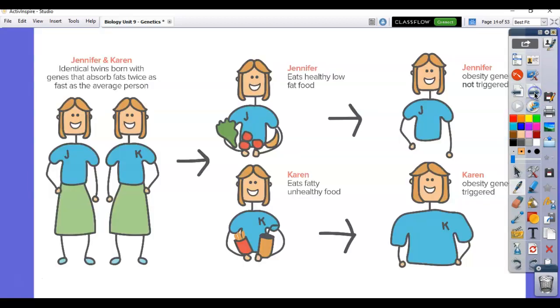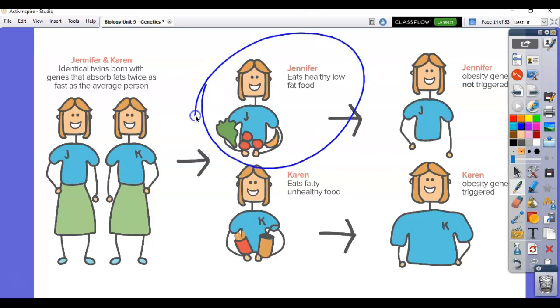Let me give you an example here. Jennifer and Karen are identical twins, so they have the exact same genes. The genes they have absorb fats twice as fast as the average person. Now, your environment can also change your genes or change your traits. Jennifer eats a lot of healthy food. That's part of her environment. Her environment is surrounded by healthy food, so her genes for obesity are not triggered.